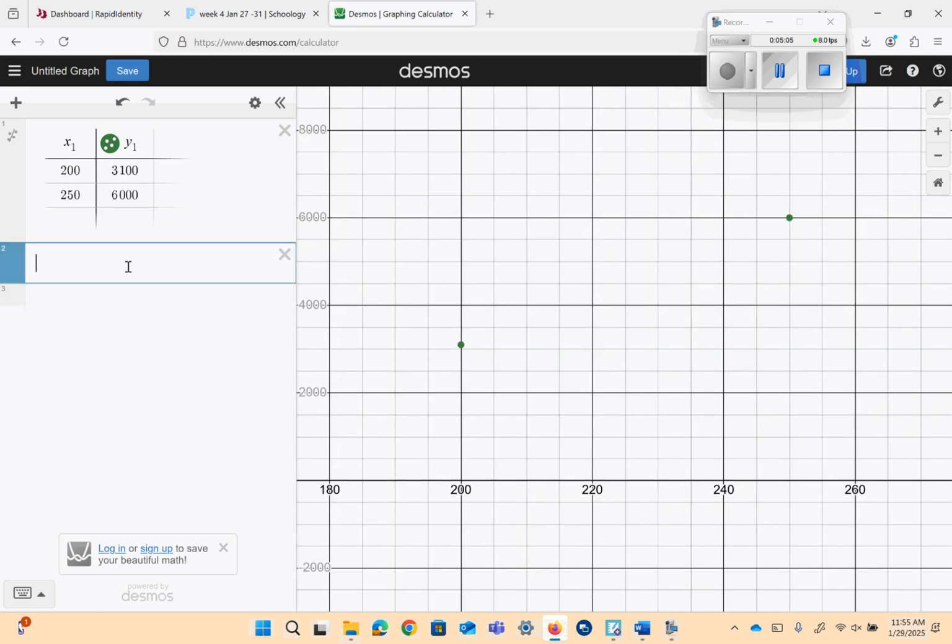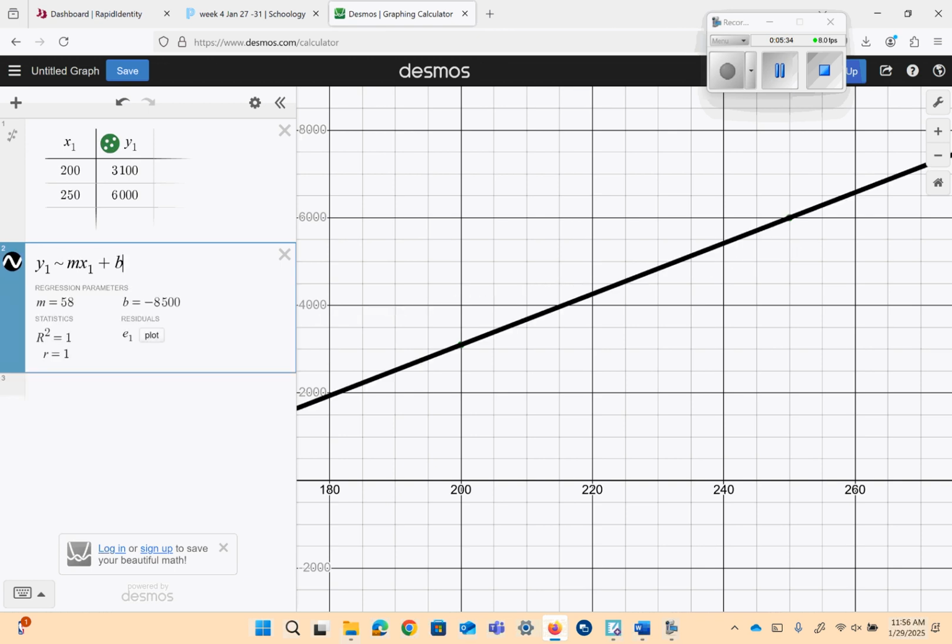So on Desmos, you go y1, because our y value is y1, and you use that little tilde, which you can find on the screen. The tilde tells Desmos, hey, we need to make an equation. In this case, we're going to do y equals mx plus b, but we change equals to tilde, y to y1, x to x1. So I'm going to go y1 tilde mx1 plus b, and that's my linear equation. It gives me my slope right there, 58, and my y-intercept, negative 8,500. Okay? And then find the marginal profit.